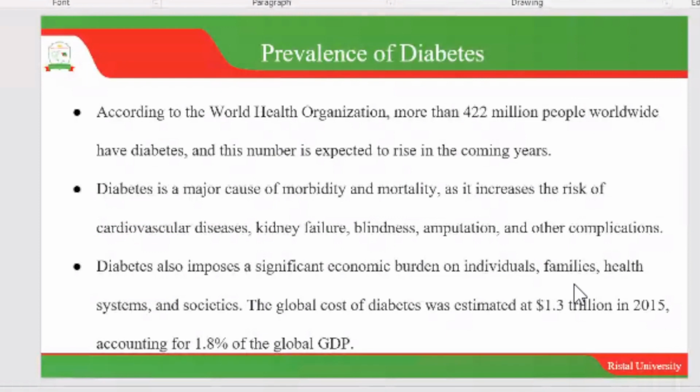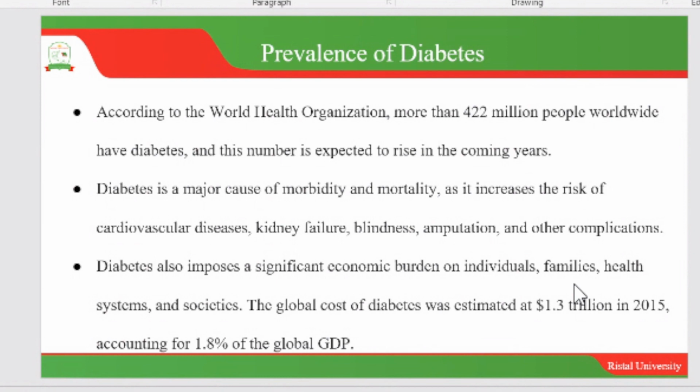So let's look at the prevalence of diabetes. According to the World Health Organization, more than 422 million people worldwide have diabetes, and this number is expected still to rise in the coming years. And this is related mainly to the fact that there's a lot of poor diet and sedentary work. People do less exercise, and yet they consume a lot of carbohydrates that yield a lot of glucose, and this can end up causing that.